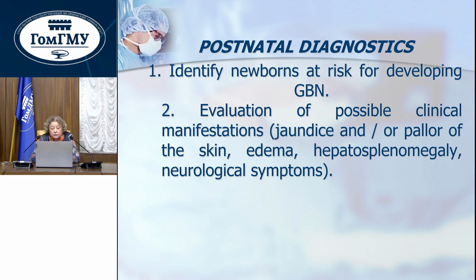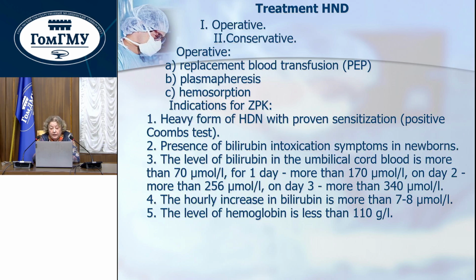Postnatal diagnosis identifies newborns at risk for development of hemolytic disease and evaluation of possible clinical manifestations: jaundice and or pallor of the skin, edema, hepatosplenomegaly, neurological symptoms. Treatment of hemolytic disease is operative and conservative. Operative, it will be replacement blood transfusion, plasmapheresis, and hemosorption.